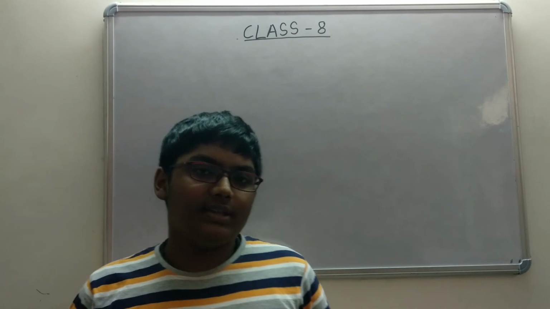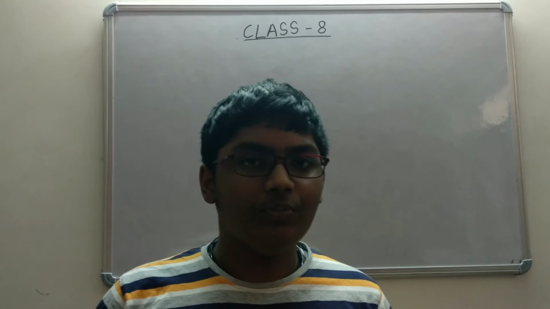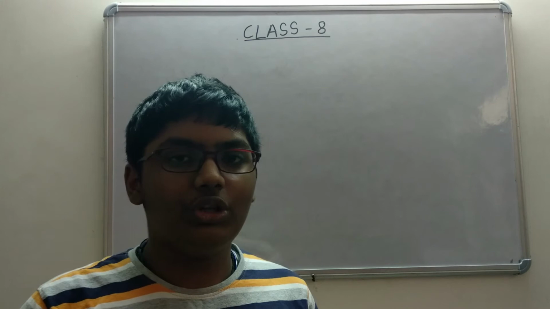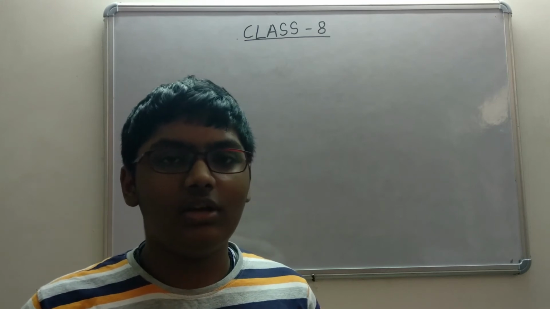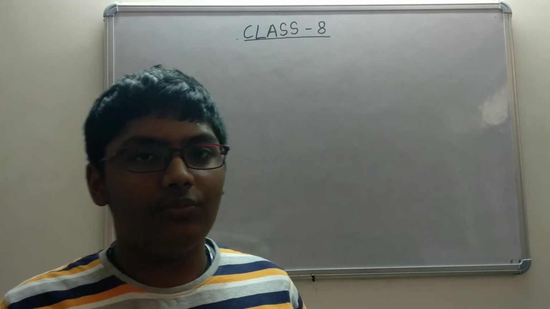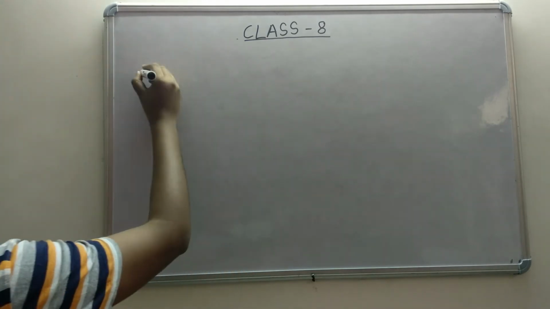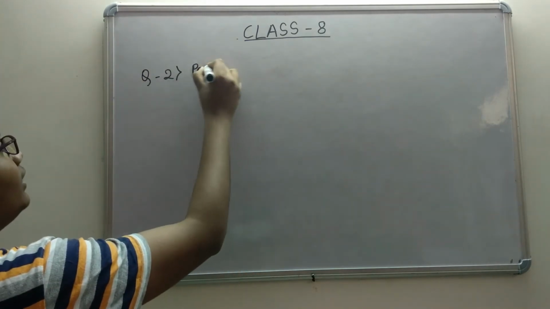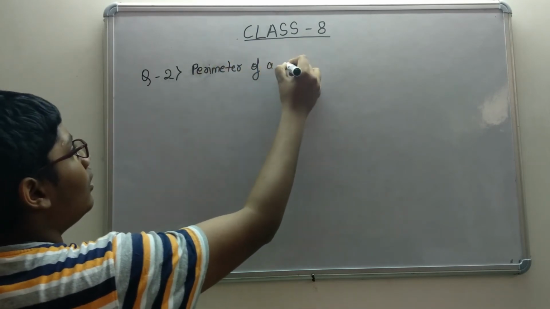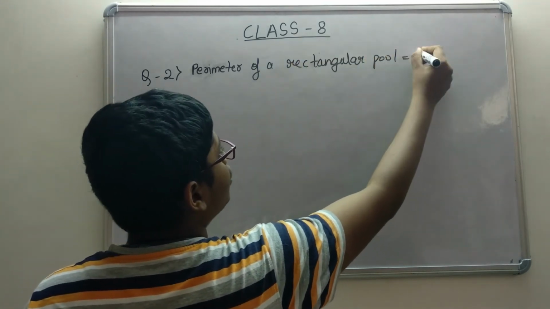Now starting with the second exercise, there are word problems in the NCERT book, exercise 2.2. So how will you solve word problems? First you have to read the question twice and then you have to imagine it as a variable and think where you can apply what you have learned till now. For example, the second question of exercise 2.2, question number 2: the perimeter of a rectangular pool is equal to 154 meters.